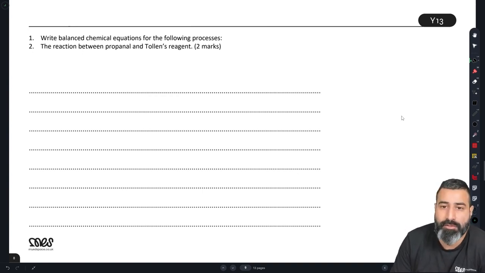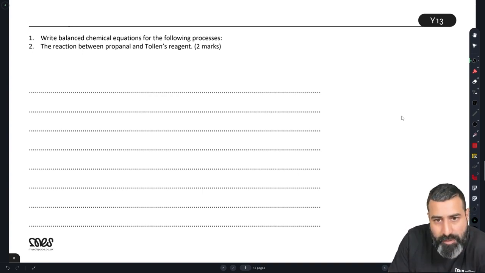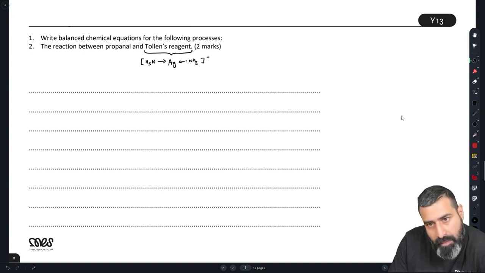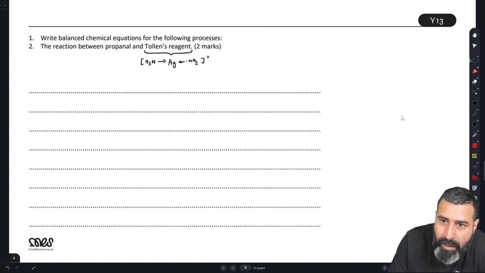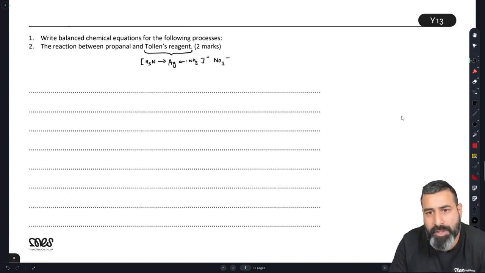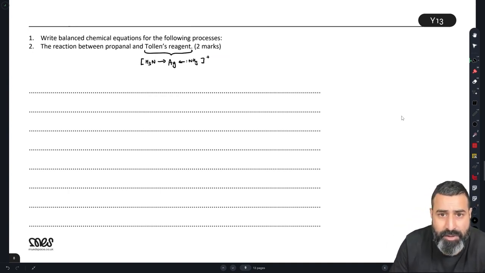We have to write a balanced chemical equation for the reaction between propanal and Tollens reagent. Remember that Tollens reagent is ammoniacal silver nitrate, so linking it to transition metals, it's this complex where we've got some amine ligands coordinated to the silver center, and we've got NO3 minus just balancing that charge. And this is done in alkali conditions as well.